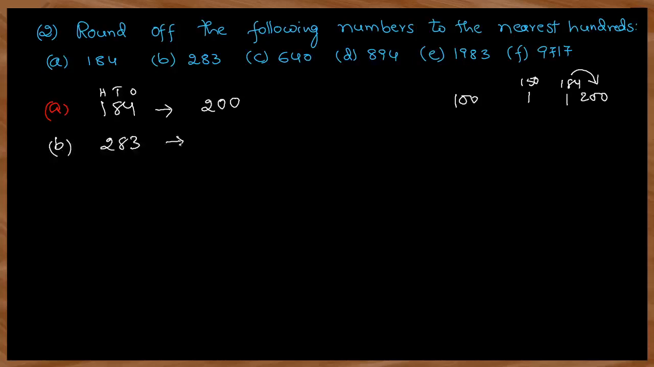Next, B, 283. You can think that 283 is nearer to the 300. 283 is nearer to the 300. Like that, directly you can write it as 300. Otherwise, check. This is 200. So in between 200 and 300, you have to check. Middle number is 250. It is lying in between 250 and 300, which is nearest to the 300. Therefore, the nearest 100 of 283 is 300.